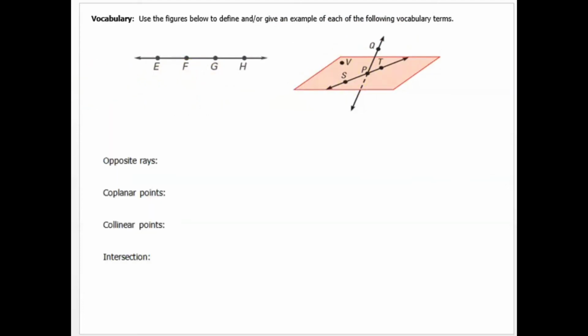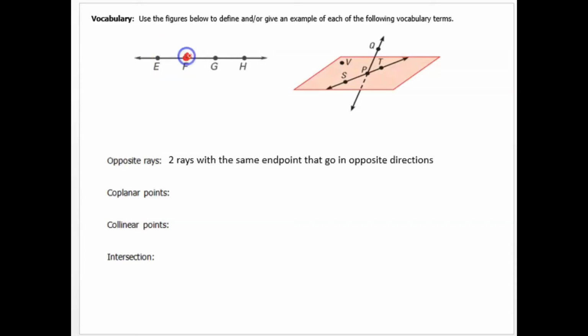Okay, so next we're going to talk about some other important vocabulary. So there's opposite rays. Opposite rays are 2 rays with the same endpoint, and they go in opposite directions. So for example, if I had point F as my endpoint, then a ray that starts at point F and goes in one direction would be FH. So that's this ray. And then a ray opposite to that would be FE. So rays FH and FE are opposite rays.